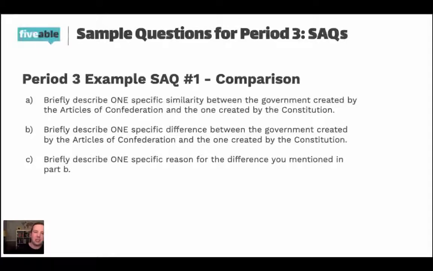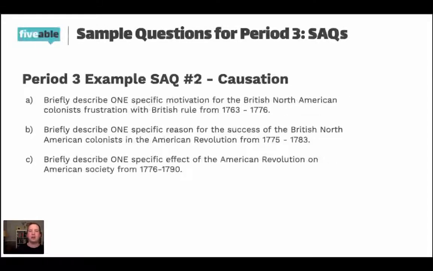Another one would be causation. Sample short answer question number 2 would be causation. Could you describe a specific motivation for the British North American colonists' frustration with British rule from 1763 to 1776?